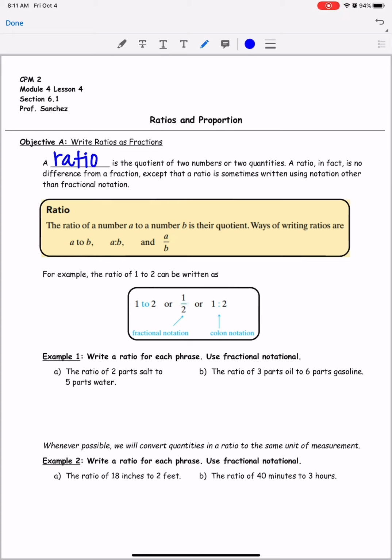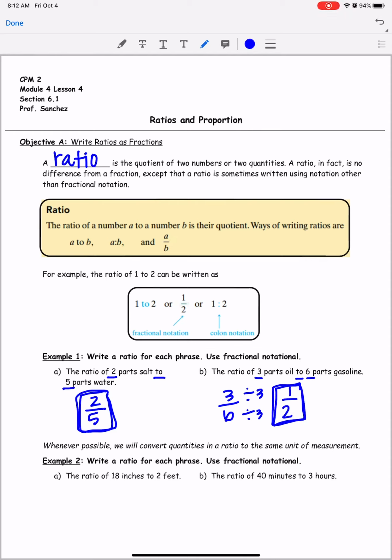So example 1, write a ratio of each phrase. Use fractional notation. A says 2 parts salt to 5 parts water. So because it is 2 to 5, we'll do 2 over 5. B, a ratio of 3 parts oil to 6 parts gasoline. So we've got 3 over 6. Notice here, we can reduce this. So we need to divide both of these by 3. So my final answer here is going to be 1/2. You need to always reduce if possible.